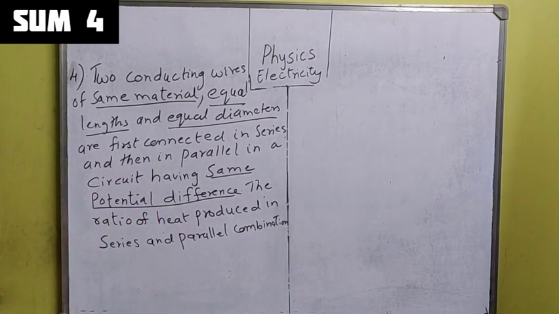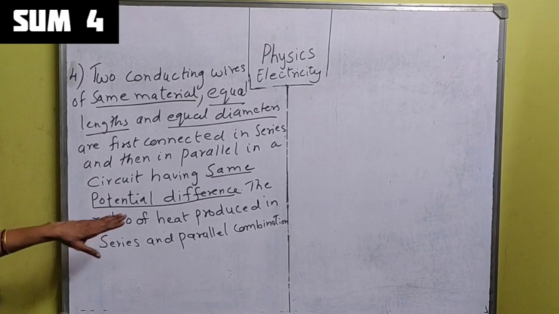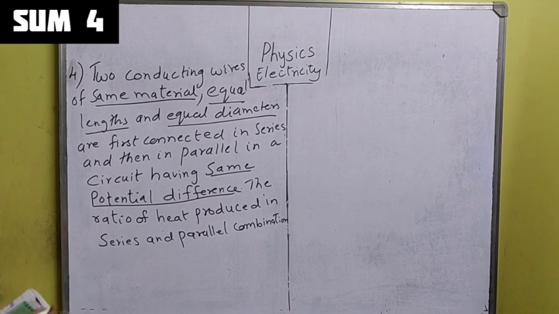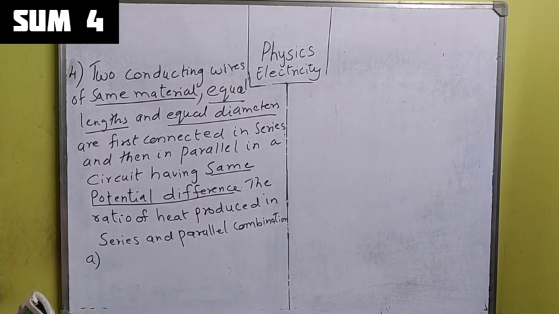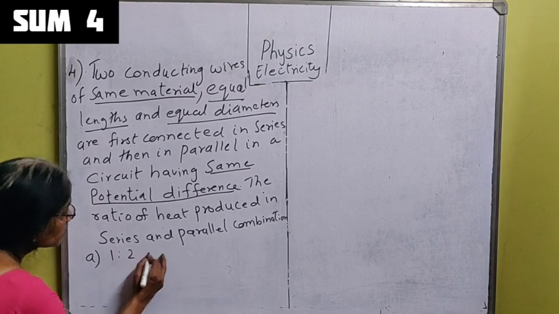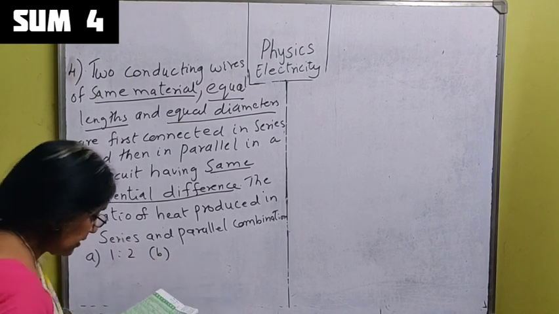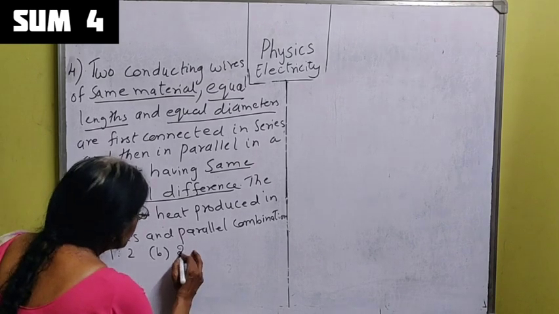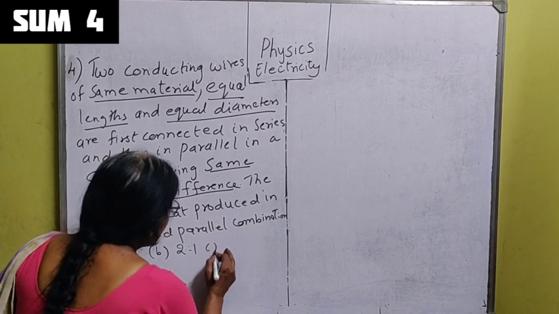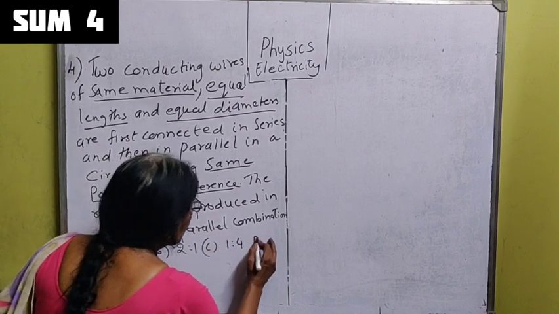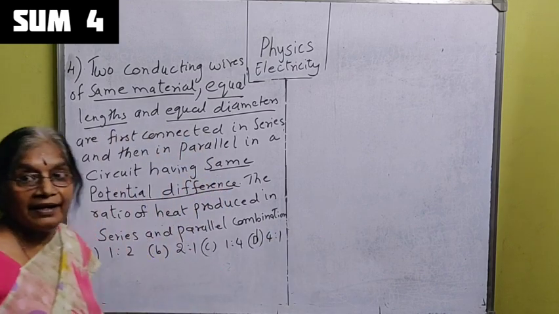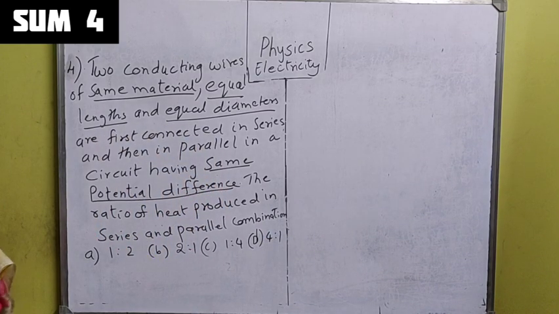So you have to find out what is the ratio of heat produced in series and parallel. This is also an MCQ question. The options given are: A, 1:2. B, 2:1. C, 1:4. D, 4:1. So let us try to understand what this sum is.